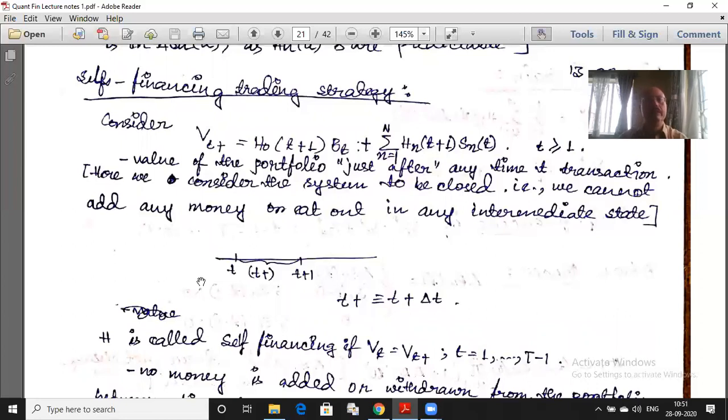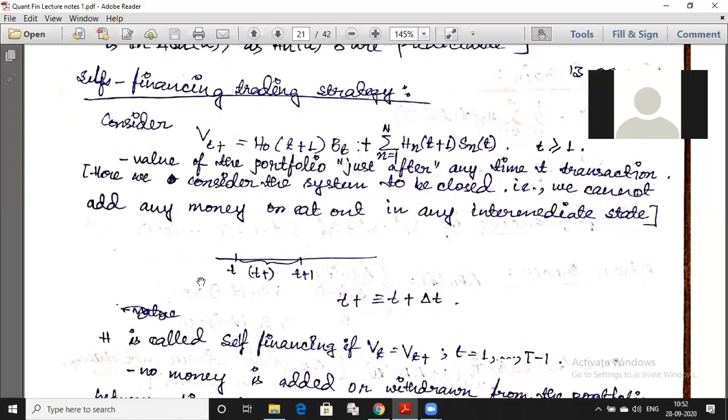Of course, in real life, this nice discrete time kind of process does not happen. The timeline is not so easy, but for any mathematical model, we want a simplified structure. So this is the structure that we are going to use. Is it clear? Self-financing? Can you repeat again, please?